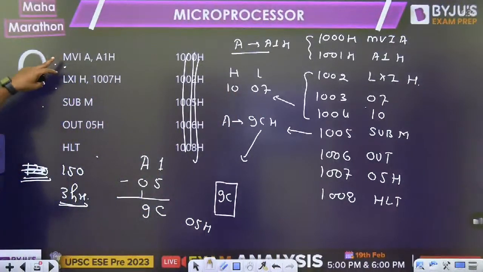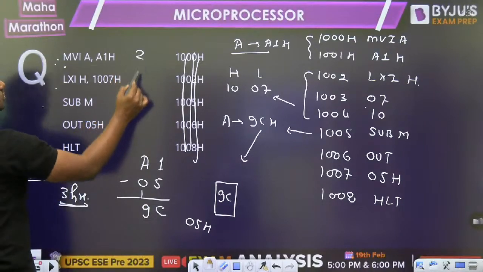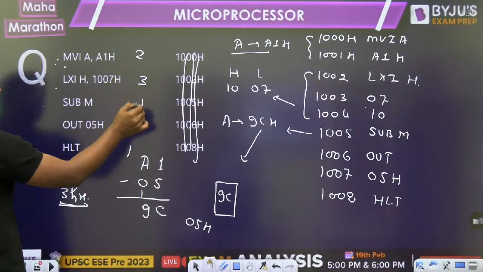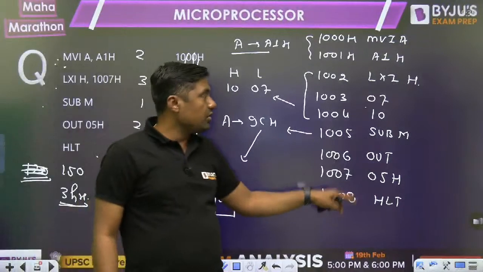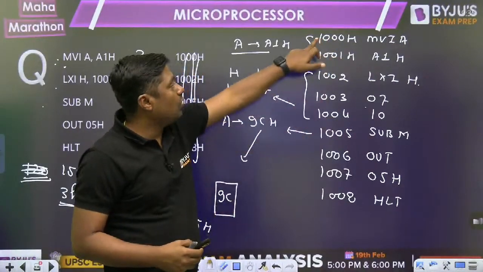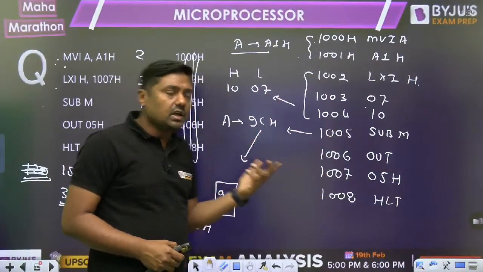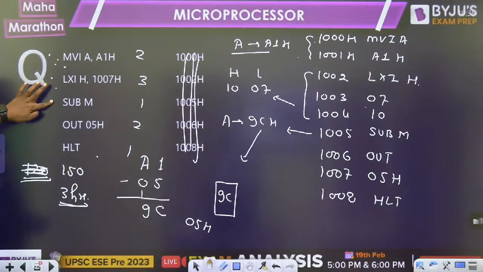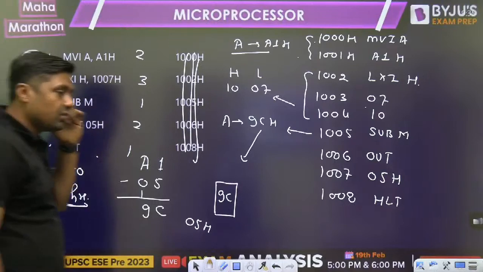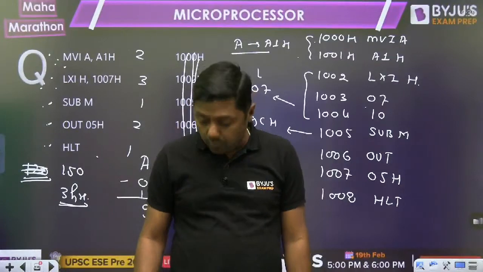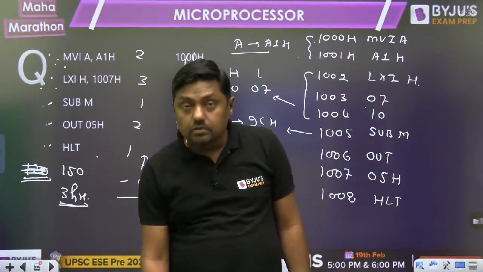This was a very easy program with step-by-step instructions. To write the complete program, how many memory locations are required? That may be the question. So this is 2, this is 3, this is 1, this is 2, this is 1. 2 plus 3 is 5, 6, 7, 8 and 9. That is a total of 9 locations. No need to write the addresses. If it is directly asked, it will take 2 bytes, 3 bytes, 1 byte, 2 bytes, and 1 byte. Total 9 bytes are required, meaning 9 memory locations are required to store this particular program. This type of question they may ask.